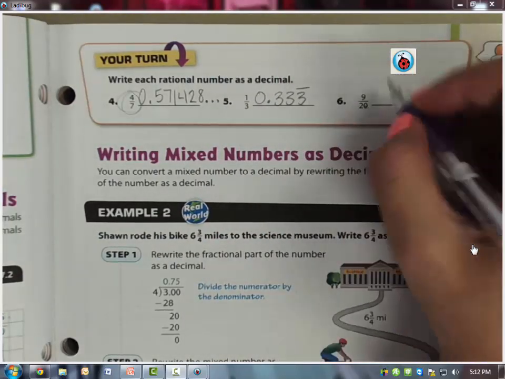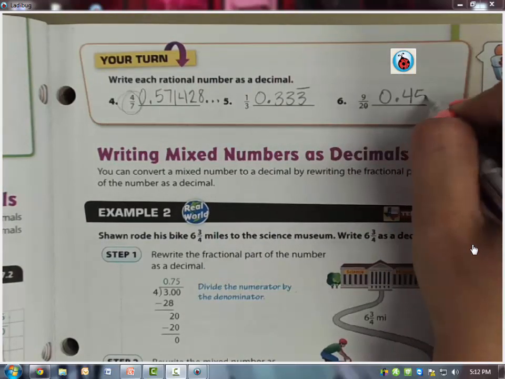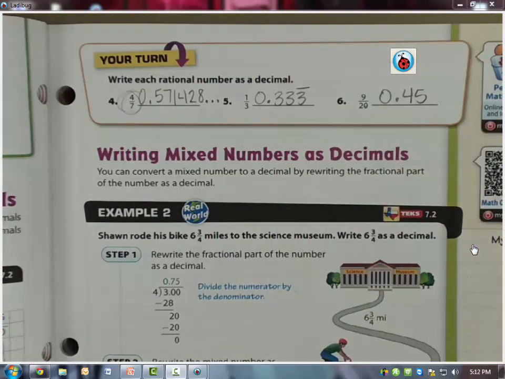Alright? Mixed numbers as decimals. Look. We're done after this. Yay!